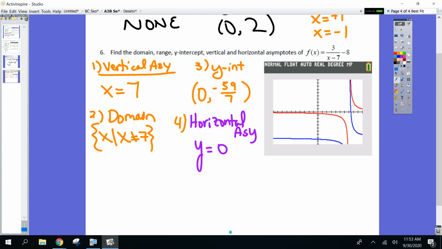Everyone take a look. The red graph up here, my red graph, is without the 8. I put the -8, now it's the blue graph. So it's not going to be y equals 0. I just went down 8 units. So it shouldn't be y equals 0. It should be what? Y equals -8. See how that only affects vertical. It doesn't affect anything else.